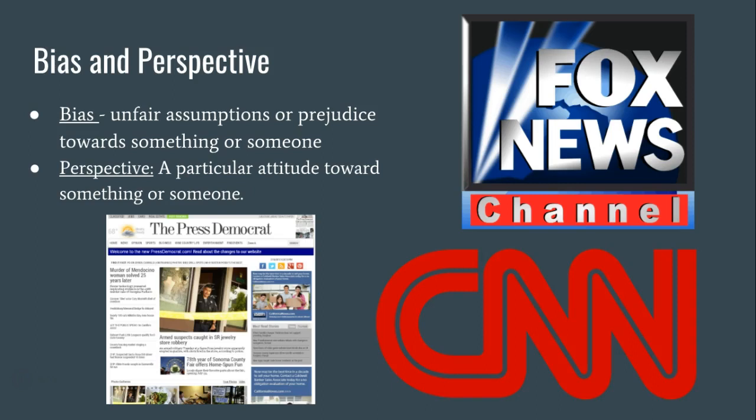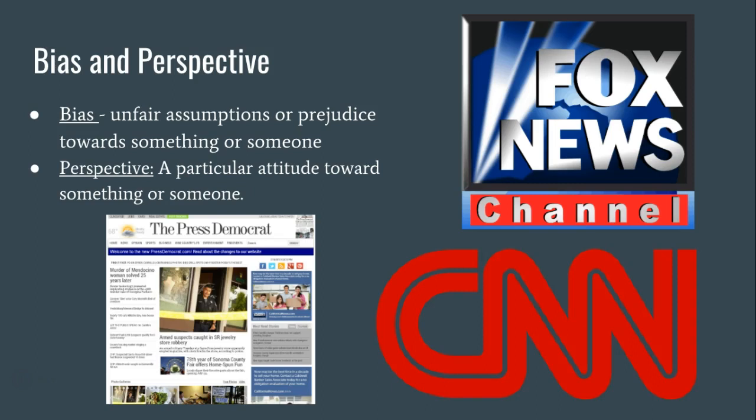Now, when you use these sources, the one thing you do need to be very wary of is two things: bias and perspective. Bias are unfair assumptions or prejudice that we have towards something or someone. And we got to be really careful with bias. Bias is inherent in being human. It's part of who we are. And so even if we don't realize it, sometimes we have bias towards things.